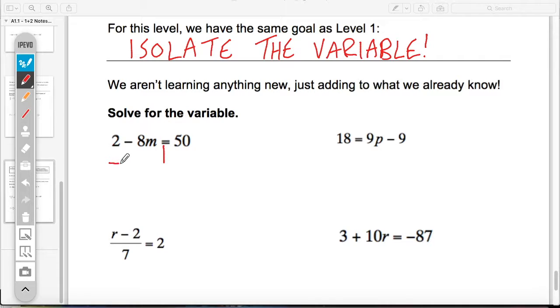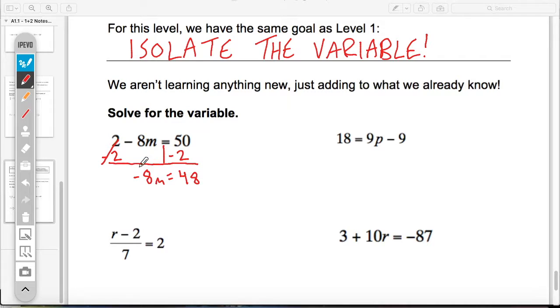So how do I get rid of that 2? Since it is being added, we will subtract 2 on both sides. Okay, so 2 minus 2 is 0, so I'm left with negative 8m equals 50 minus 2, which is 48.